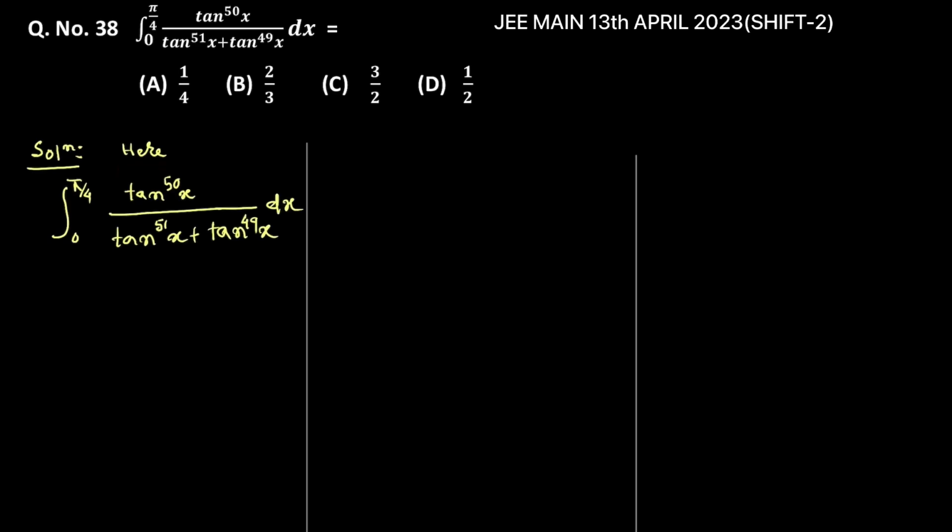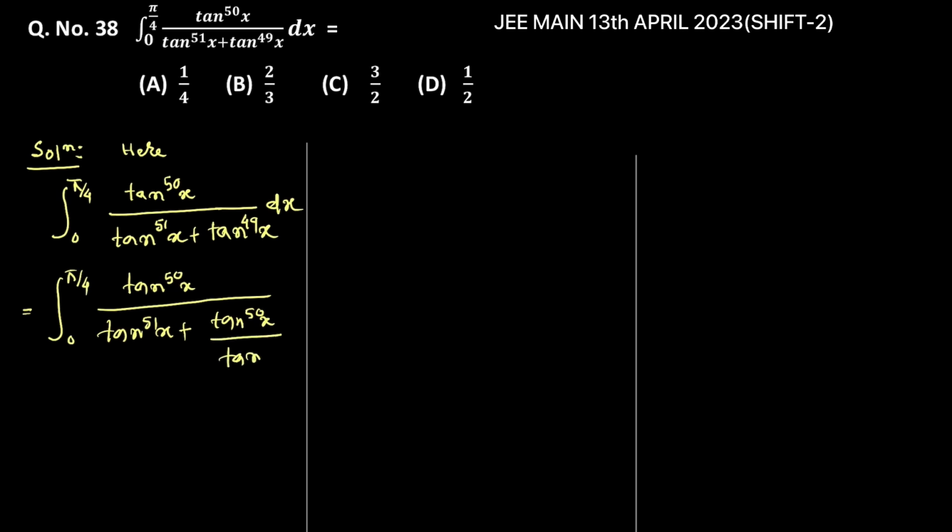So here we solve this integration by converting 10 to power 49x to 50x divided by 10x. Let's see, which is equal to integration of 0 to pi by 4, 10 to power 50x divided by 10 to power 51x plus 10 to power 50x divided by 10x dx.